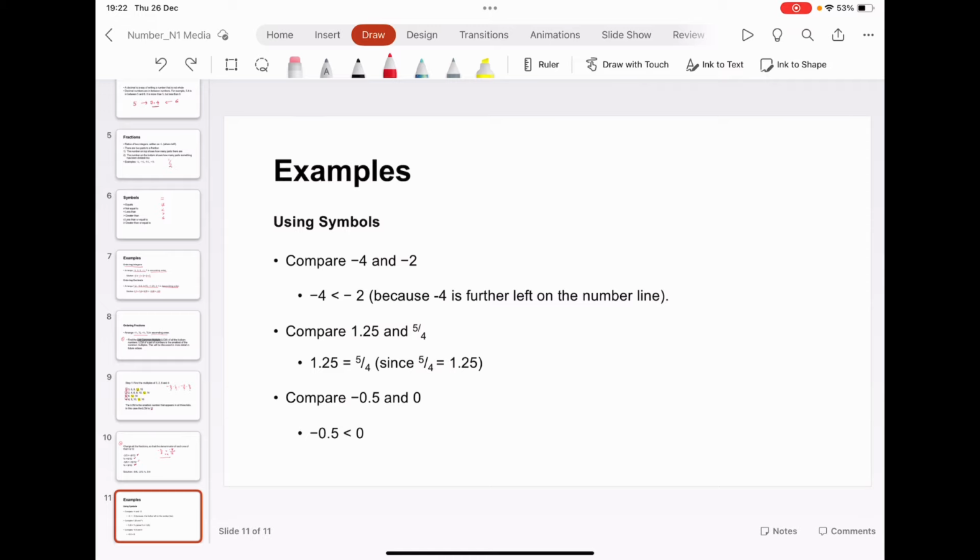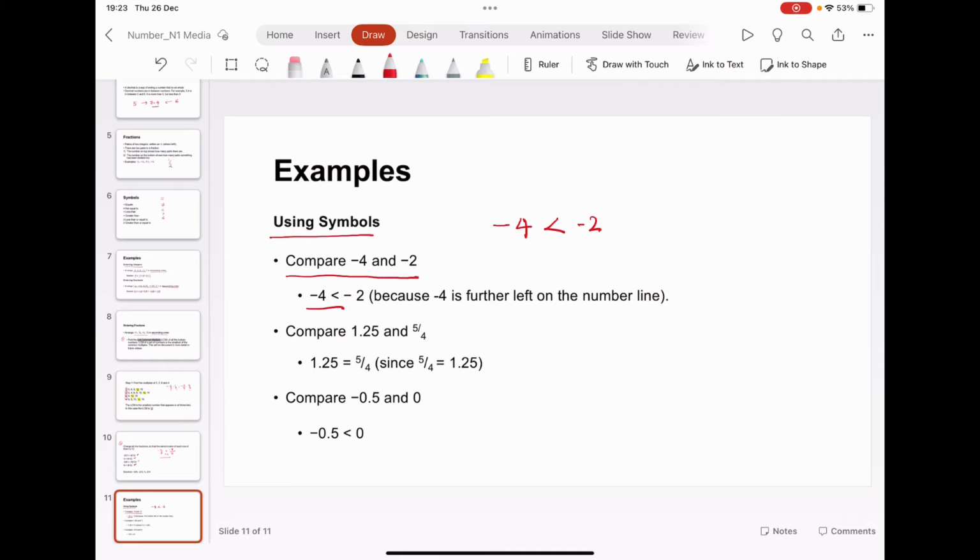The last example we'll look at is using symbols to compare numbers in terms of their sizes. For example, compare minus 4 and minus 2. We know minus 4 is less than minus 2 because the larger the negative number, the smaller the number is. So we will write minus 4, use the symbol less than, minus 2. Why? Because minus 4 is farther to the left on the number line.